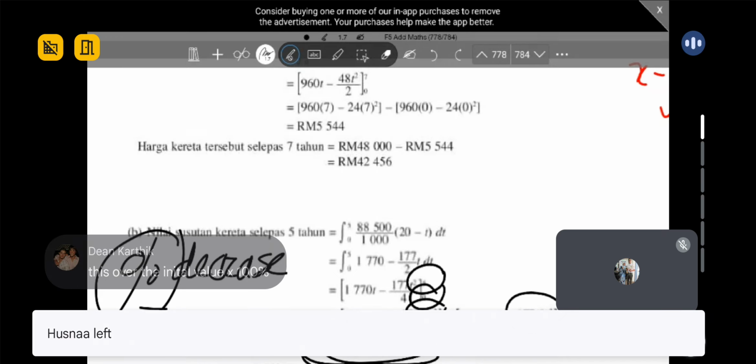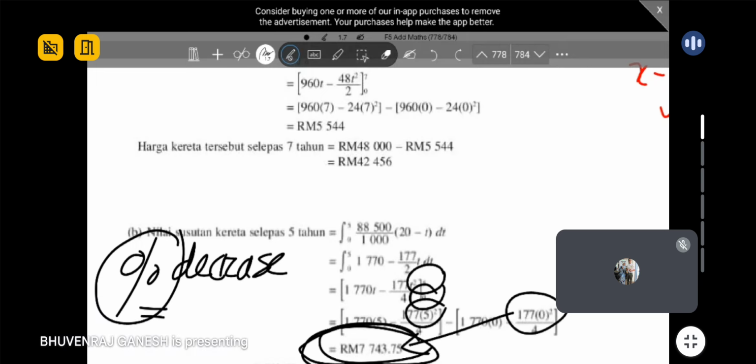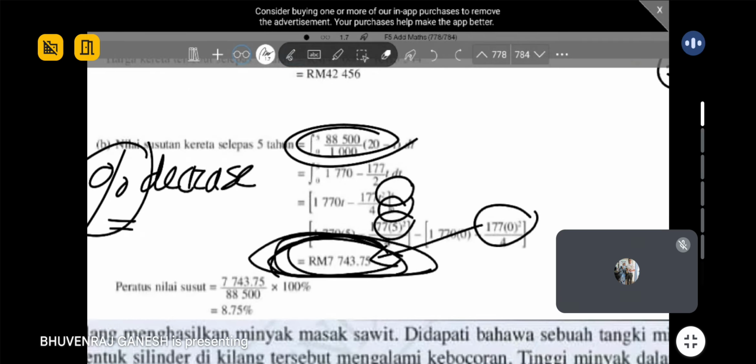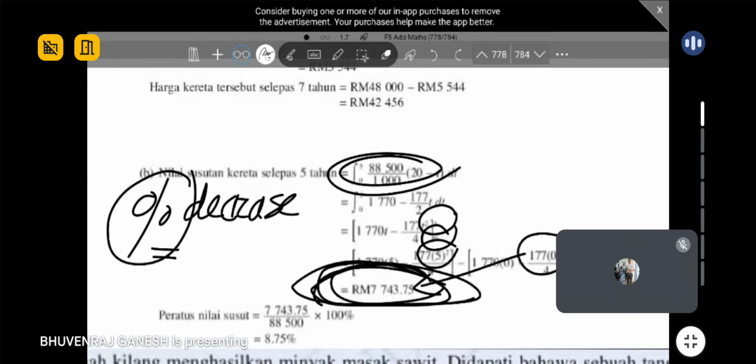Yes. Okay, always remember this concept, guys. You take this value, divide by the original value. The original value for this question is this one. This is the original value, times 100%. Understand, guys? So this is how you get the percentage. This is the answer. Okay, guys?